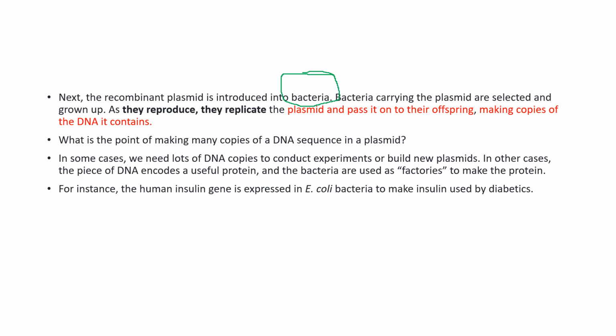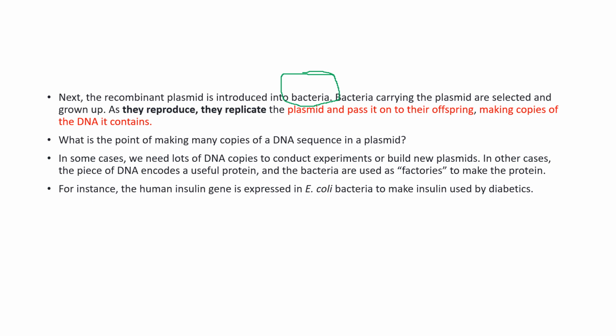So we'll see what this selection process looks like. As they reproduce, they replicate the plasmid and pass it on to their offspring, making many copies of the DNA of interest. Now, you might ask: what is the point of making many copies of a DNA sequence in a plasmid? Like I said earlier, in some cases we need many copies of DNA to conduct experiments or to build new plasmids. In other cases, the pieces of DNA encode a useful protein, and the bacteria are used as factories to make proteins.